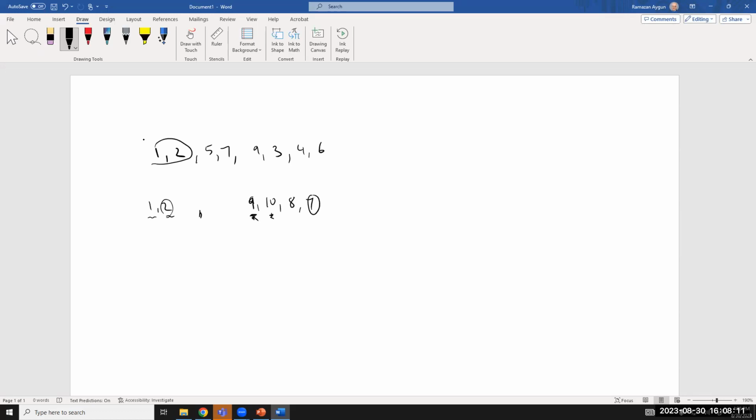So what I'm going to do is find the closest center for each data point. Is 1 close to 9 or 10? 9. 2? 9. 9? 9. 10? 10. 8? 9. And 7? 9. So initially, all the points are assigned to 9, except 10.